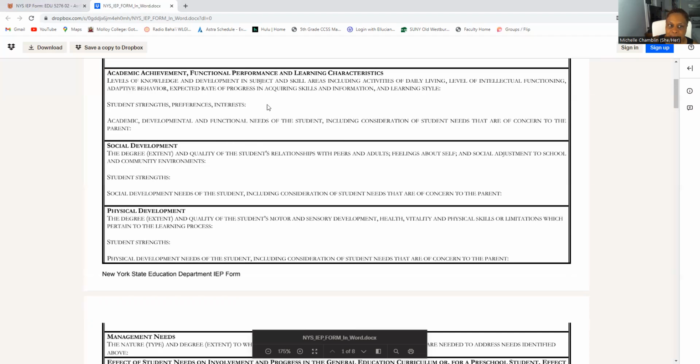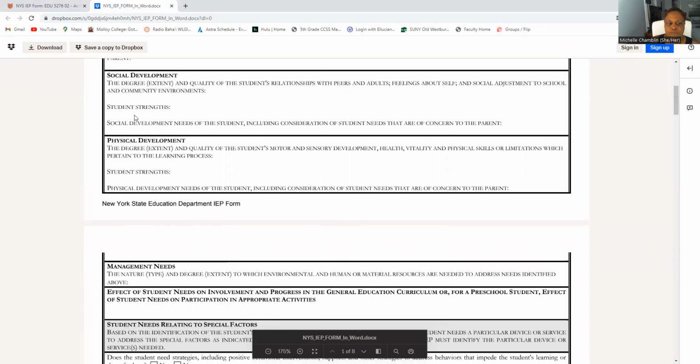So here in our academic achievement, functional performance, and learning characteristics, we make sure we write down the strengths and also the needs. We do the same thing for social development. So here in the social development, it's the degree and quality of the student's relationships with peers and adults, feelings about self, and social adjustment to school and community environments. So we look at the student's strengths. What are their strengths? We write them down. And of course, what are the student's needs? And again, including some considerations that the parent might have.